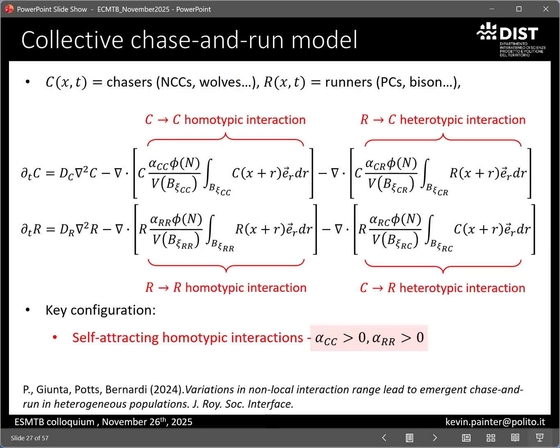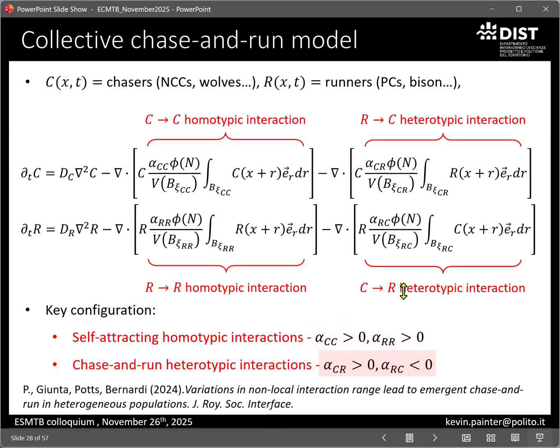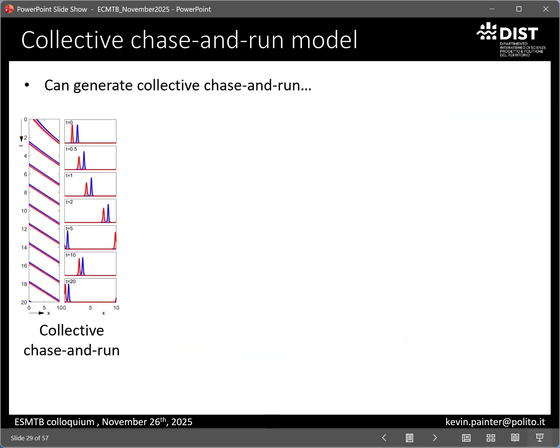And in order to set this up to describe this chase and run behavior, the key thing was to set these various interaction strength parameters. To describe the self-attracting homotypic interactions, those self interactions, we would set the two corresponding parameters to be positive. And to describe the chase and run between the two different populations, we set the alpha CR to be positive, but the alpha RC to be negative. So that was the model we came up with, and we wanted to explore its dynamics.